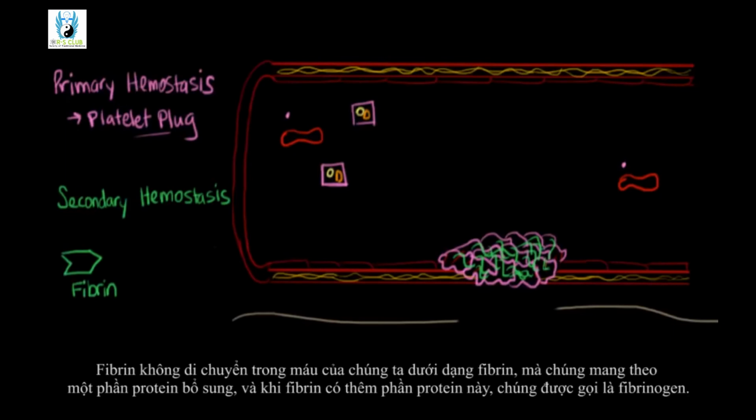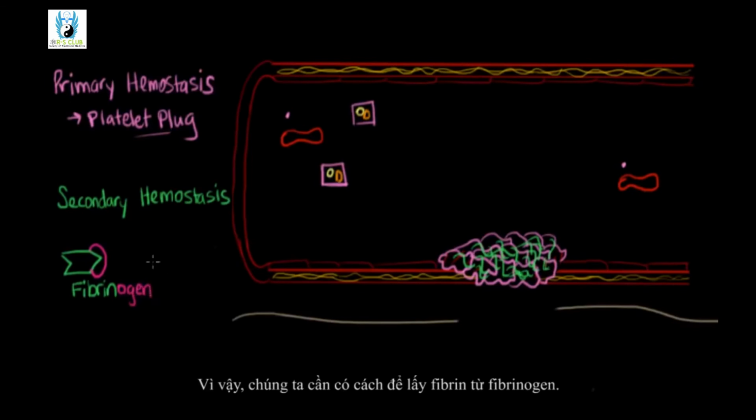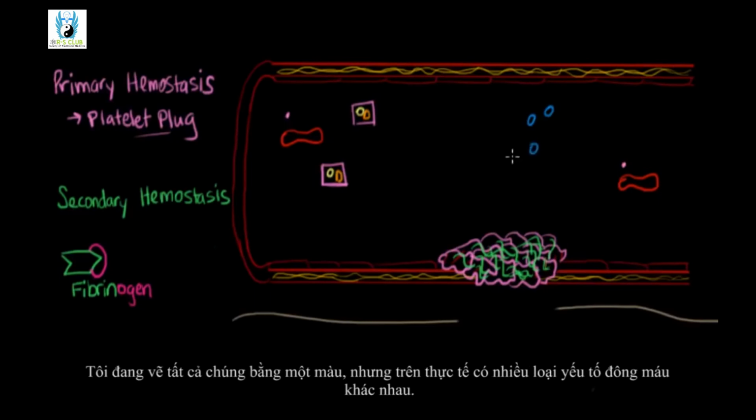But fibrin doesn't flow in our blood as fibrin. It carries around an extra piece of protein. And when it has this extra piece of protein, it's called fibrinogen. So we need a way of getting fibrin from fibrinogen. And the way we do that is with this family of proteins called coagulation factors. And I'm drawing them all in one color, but there are several different types of coagulation factors.